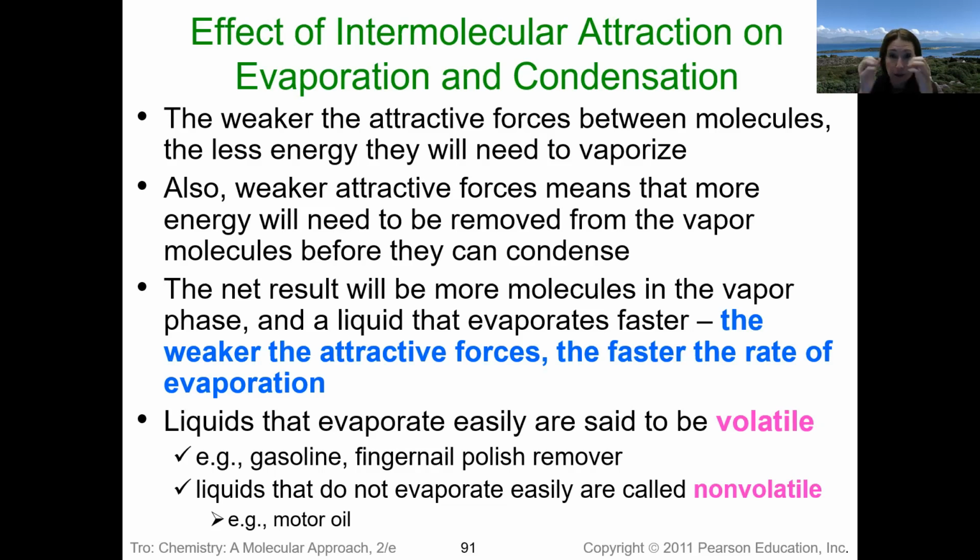At room temperature, they all want to break. There's enough energy to make them break, so they turn into gases. That means volatile: something that goes from a liquid to a gas really easily. That's volatile. Think fingernail polish remover.